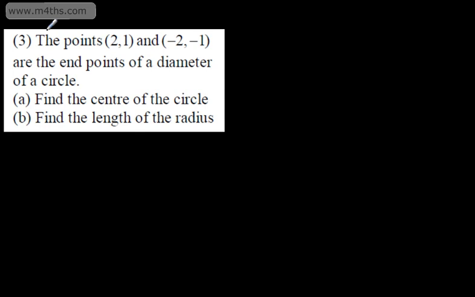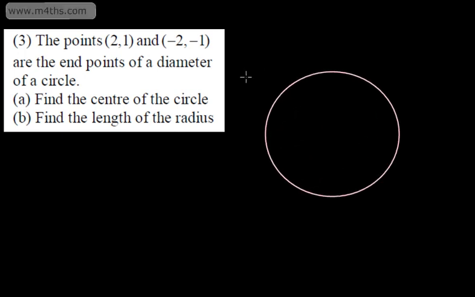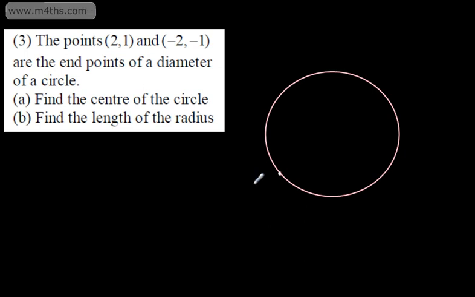Okay, question 3. The points 2, 1 and -2, -1 are the end points of the diameter of a circle. In part A, we're asked to find the centre of a circle and, in part B, the length of a radius. We certainly don't need to sketch it, but as we're doing it, I'm just going to put it on. So what we'll have then is the following. We'll have 2, 1 and -2, -1. So if we put this one just here, so -2, -1, and if we put this one just here, which is going to be 2, 1.